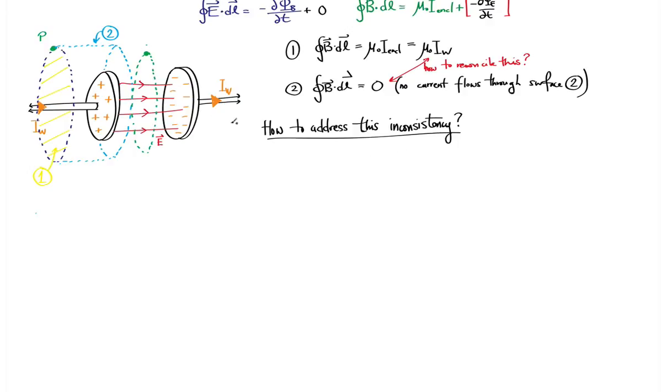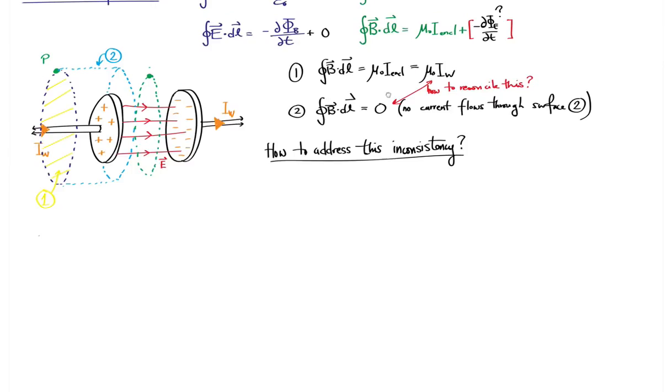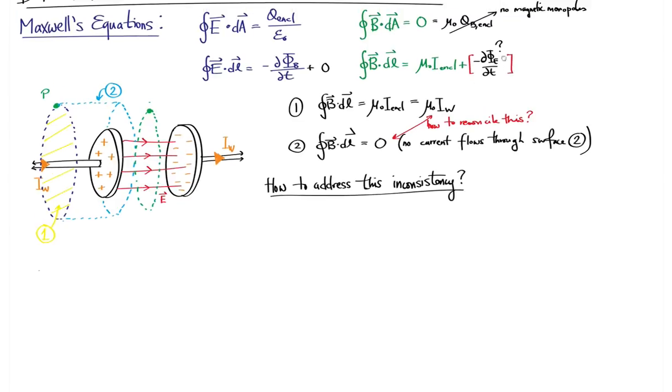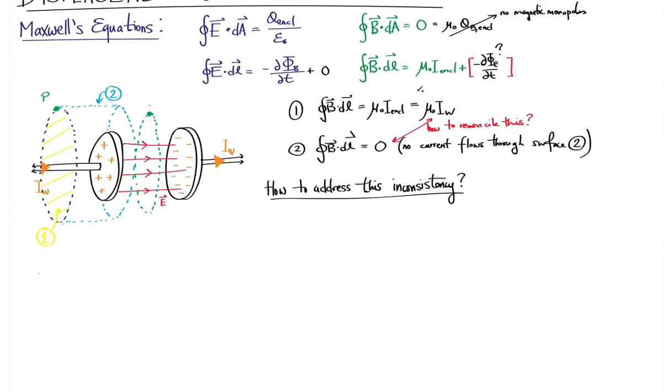All right, so the question is, how do we address this inconsistency? We're getting two different results depending on what surface we associate with our Amperian loop. What this suggests is that we're missing a term in Ampere's law, and this gets back to when I was talking about Maxwell's equations. This is Ampere's law here, and I argued, well, we have this time-varying magnetic flux term associated with this E dot dl, so maybe there's a time-varying electric flux term that's associated with B dot dl.